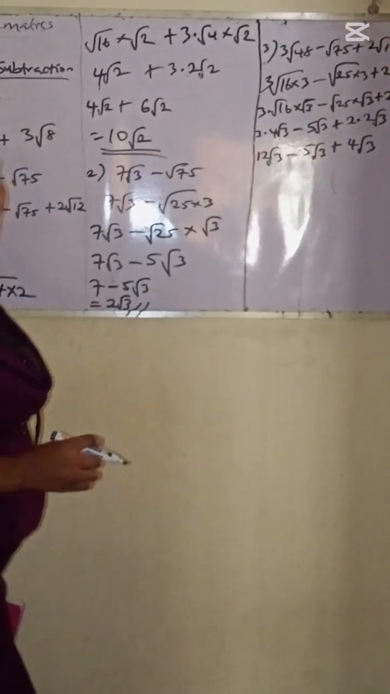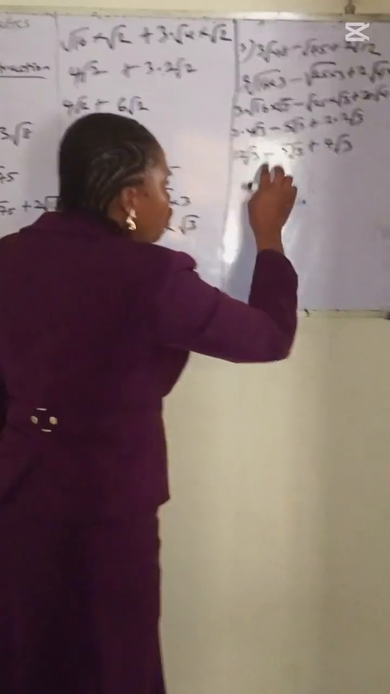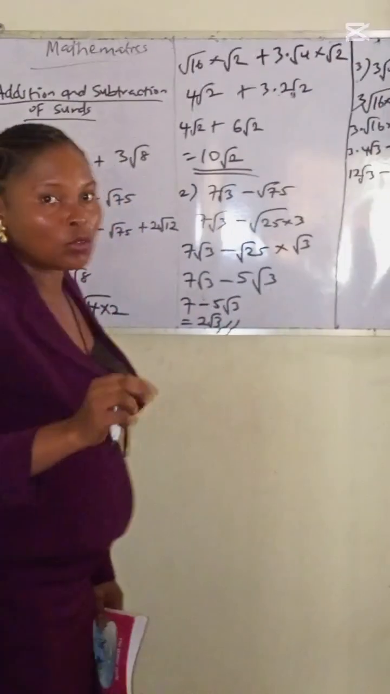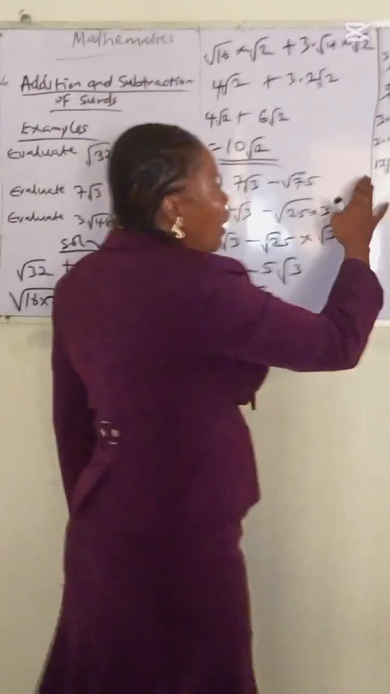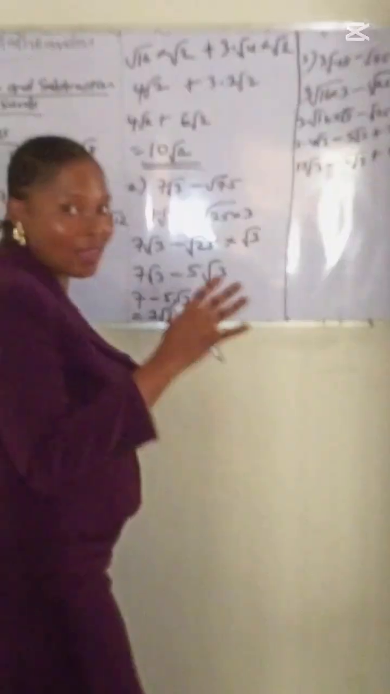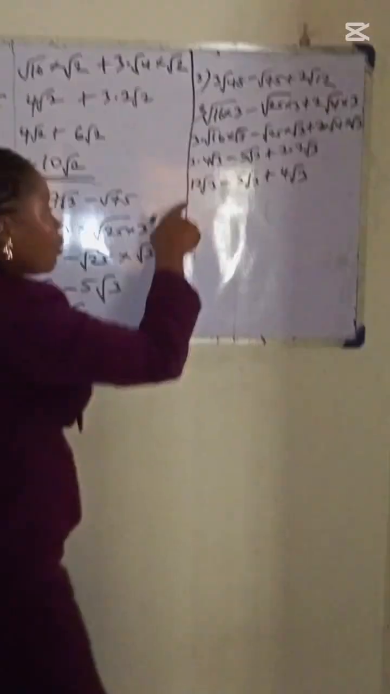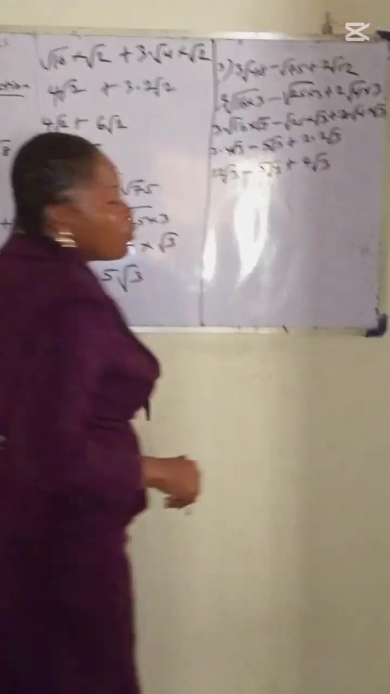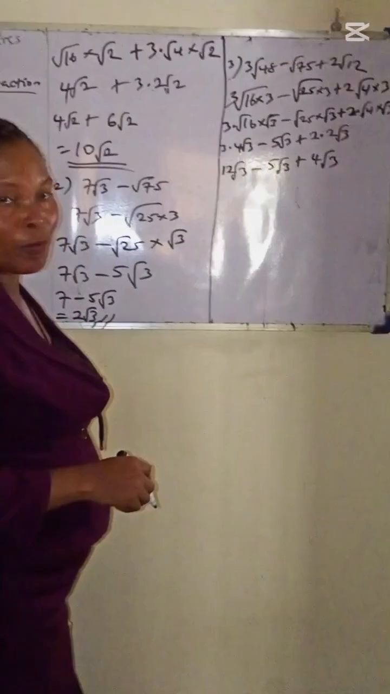When you get to this stage, you can see now that your surds, which is the square root, are all the same, and they all have 3. So what you are going to do now, you are going to add or subtract the numbers depending on the sign that you have there, the outside numbers. So what we have here is your 12 minus 5. 12 minus 5 will give us 7.